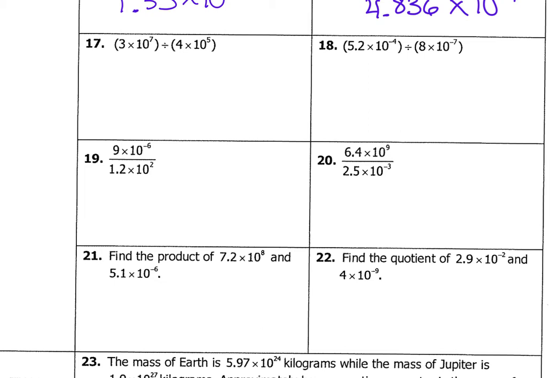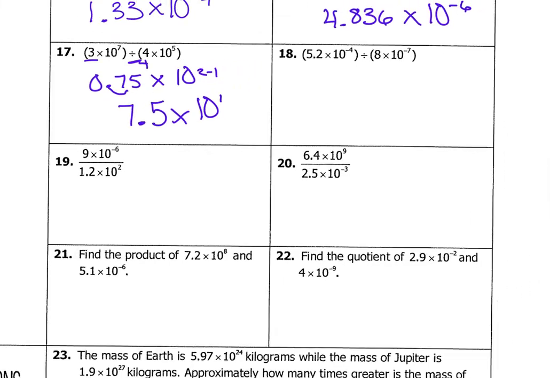This is dividing. Make sure you're dividing. What's 3 divided by 4? 0.75 times 10 to what power? Got to subtract, so you get the second. Put it in scientific notation. It is in... Nope. One place bigger, one place smaller. Good. Andy, number 18.